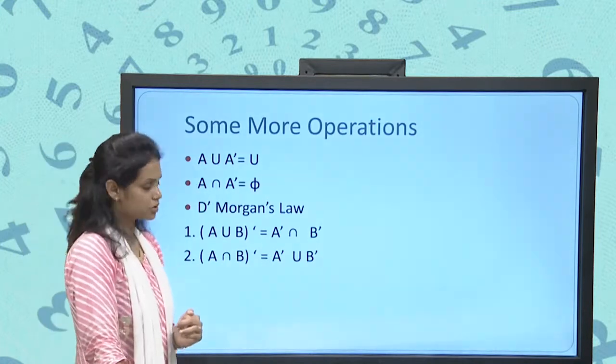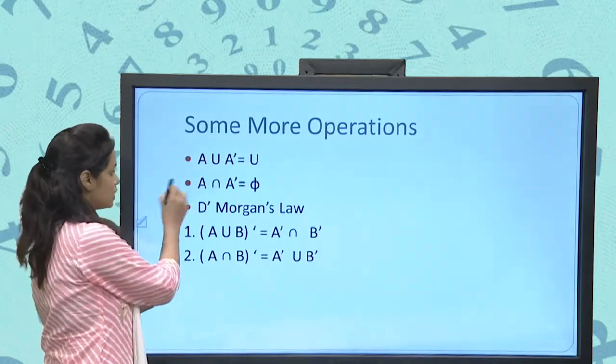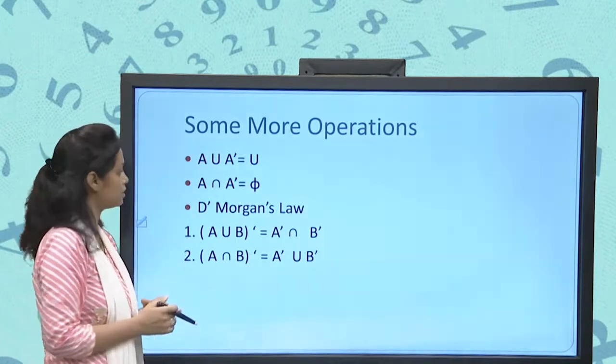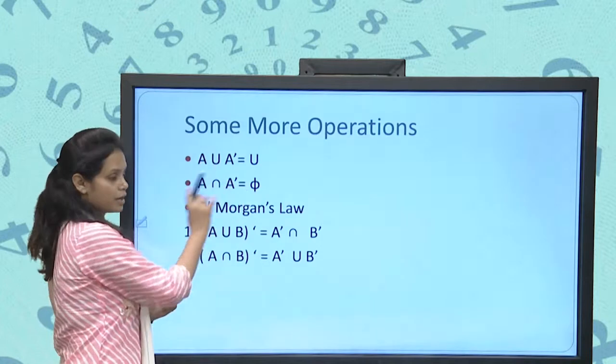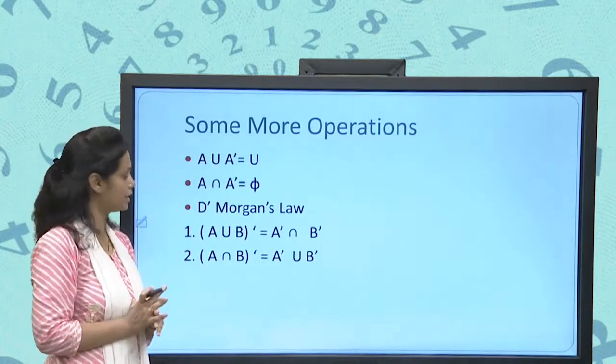These are some more operations on the set theory. A union A dash is always U, because these two are, we can say, inverse or complement of each other. A intersection A dash will always give phi, because there is no common element in A and A dash, right.